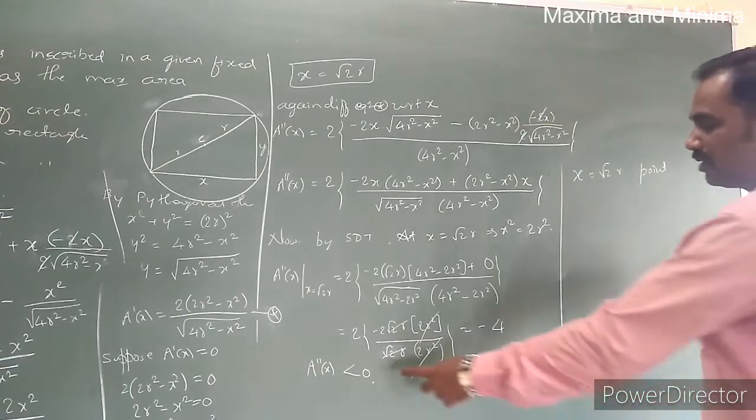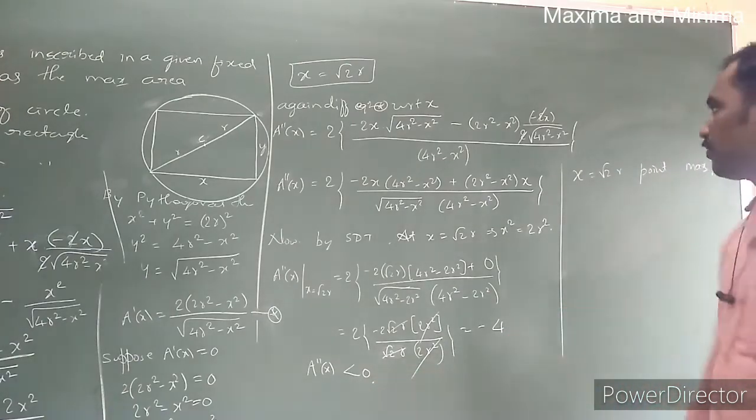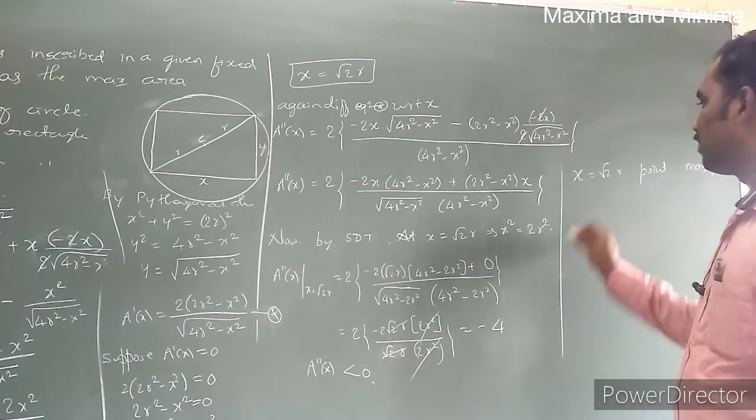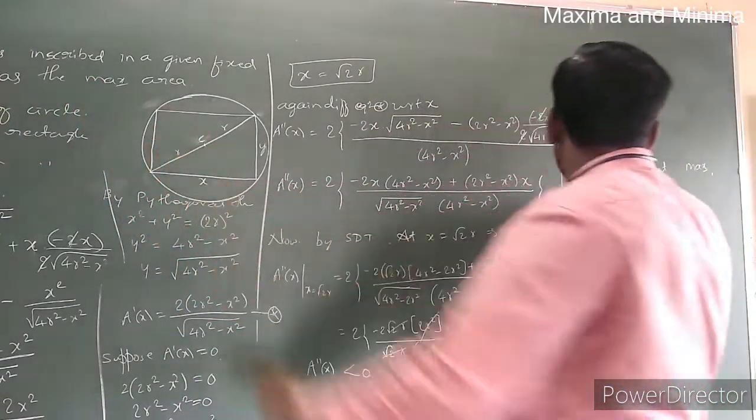It is the point of maximum value. Why? Because of the second derivative test. It is the point of maximum. Therefore, we got it: x is equal to root 2 into r.